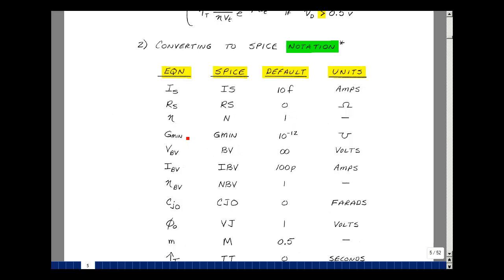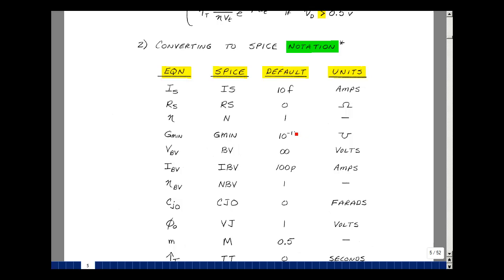The term G min is uppercase Gmin, has a value of 10 to the minus 12th. The reciprocal of that is 10 to the 12th, which is a teraohm. It's a very, very high resistance, but when you put a voltage across this, say 1 volt, you get 1 picoamp of current. When you're in that third quadrant, this is really what you're seeing.